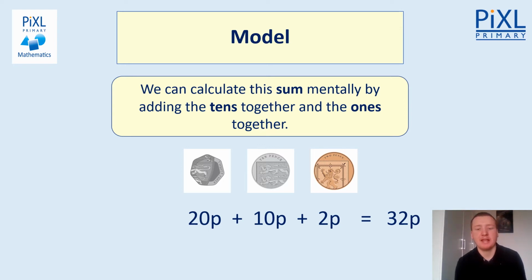20p, add 10p, add 2p. So 20 add 10 is 30. 30 add 2 is 32, but don't forget we're working in the units of p, so 32p is our answer. Well done if you got that correct.